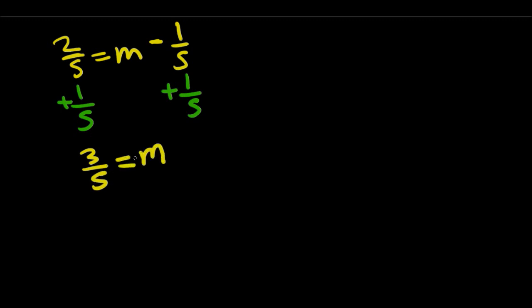So m equals 3/5. And now we want to check this answer. So we're going to plug 3/5 in for m. So 2/5 equals 3/5 minus 1/5. And we can see that this is equal because 3/5 minus 1/5 does indeed equal 2/5.